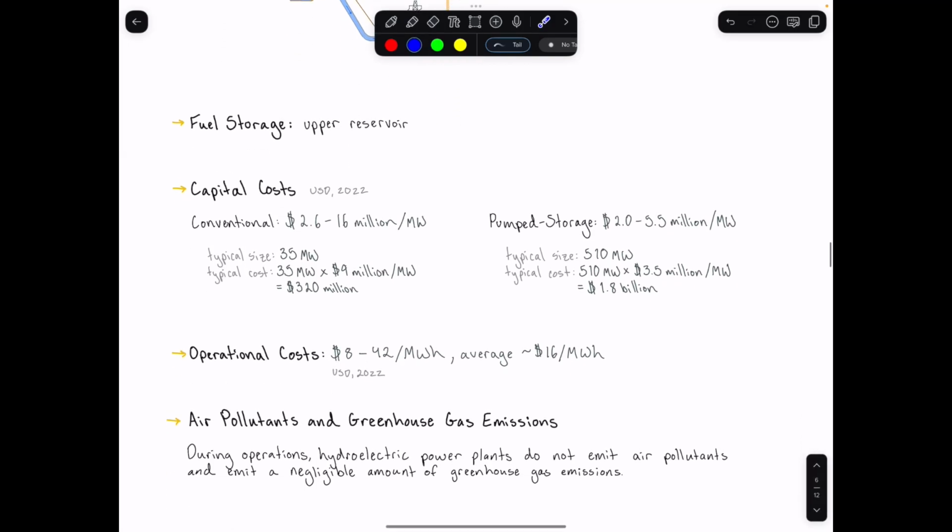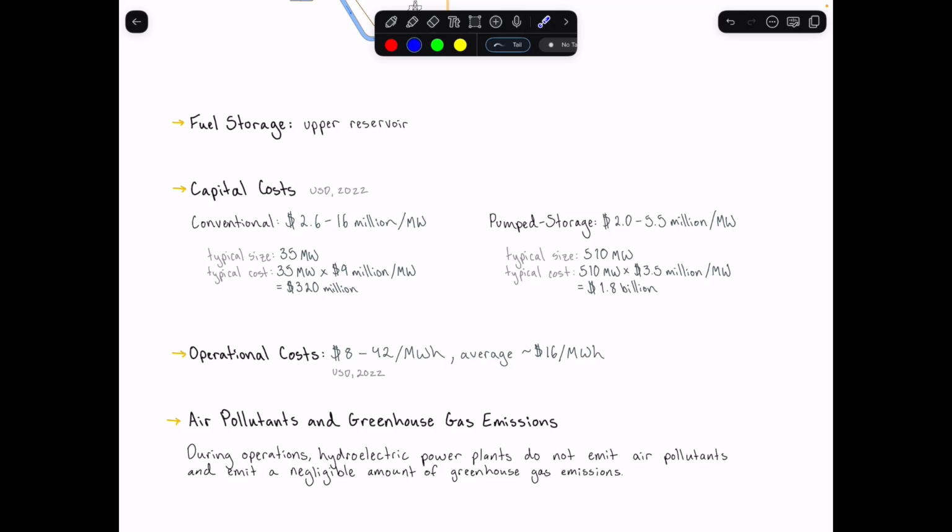Okay, now for air pollutants and greenhouse gas emissions. Now, one of the great parts about hydropower plants is that they generate electricity without burning a fuel. There's no combustion reaction, so they don't emit any air pollutants, and they do emit a negligible amount of greenhouse gases during their operation, but that's from something other than combustion. But this means that hydropower is one of the lowest emission sources of large-scale electricity generation and can help to significantly reduce air pollution and greenhouse gas emissions from the electricity sector.